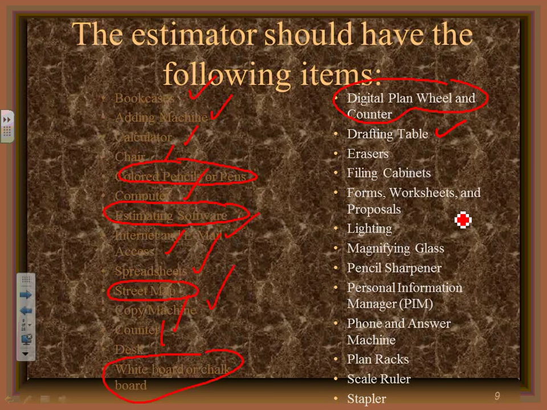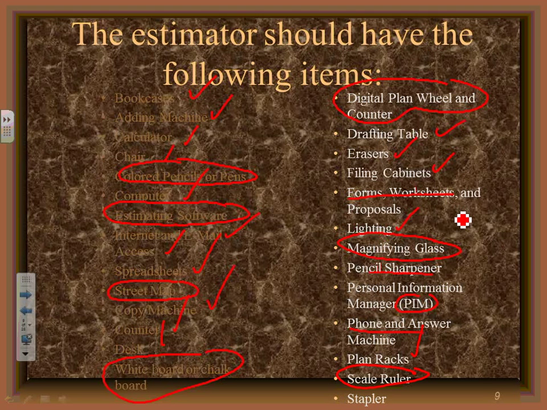And drafting tables, you guys have some type of drafting table to lay out your system. Erasers, filing cabinet, forms and worksheets, proposals, lighting, magnifying glasses. How many of you guys are above 50? None of us is above 50 here, right? When you get older, you can't see everything on the plan. So you might have some type of magnifying glasses. Pencil sharpeners, personal information manager. Do they still use that one? The iPhone now. Phone and answering machines, racks, scale rulers.